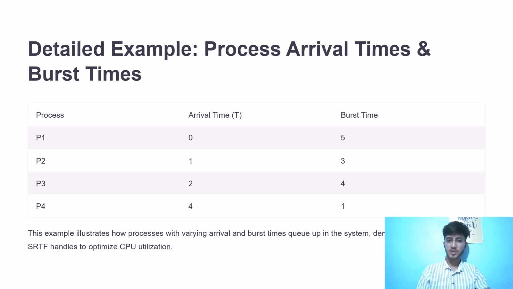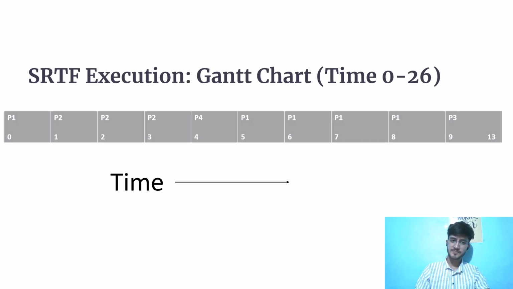Now let's take an example of it. First, we have four processes, with their arrival times and their burst times. Process 1 has arrival time 0 with burst time 5. P2 has 1 and 3, P3 has 2 and 4, P4 has 4 and 1. Now let's take a glance at its Gantt chart.